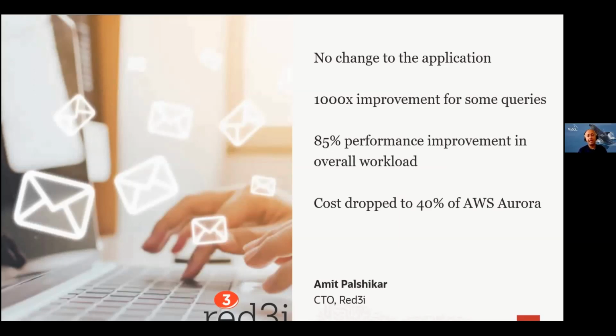For some queries. Now, aggregate, though, which is a combination of long-running, short-running queries, DMLs, aggregate, 85% improvement in the overall workload, which is like more than 6x improvement in the overall workload. And they saved 60% by migrating from Aurora to HeatWave. So much faster, much cheaper. And the reason it was very, very easy is there was no change to the application, because Aurora is API compatible with MySQL, so they could just migrate the application to HeatWave.